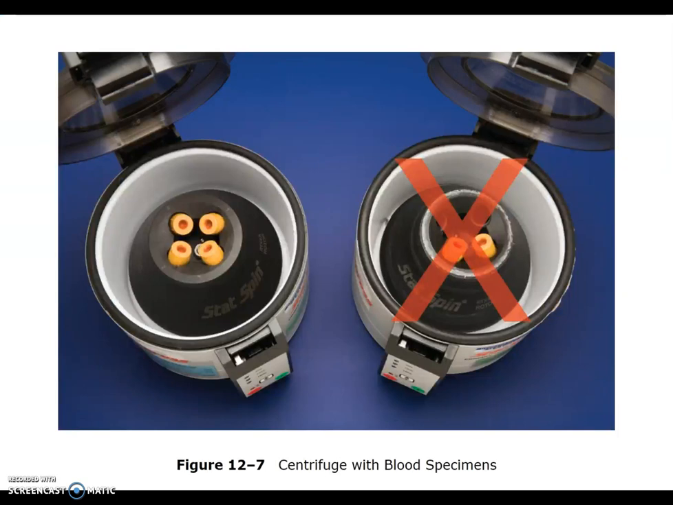This is an example of a centrifuge that's balanced. The tubes balance across from each other. This would be an example of an unbalanced centrifuge because there is not a tube directly across to balance it out.